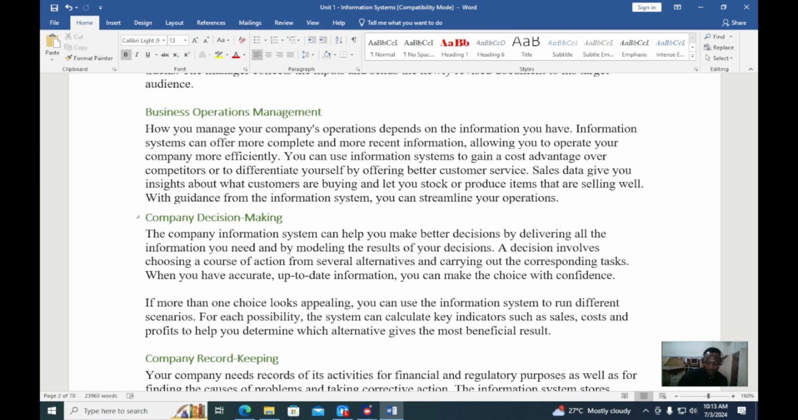Yeah, so if you have more than one choice that is really compelling you, then you can use the information systems to run different scenarios. You are looking at each possibility. What can this possibility result in? You look at the key indicators, for example, what will be the sales, what are going to be the costs, what are going to be the profits, and that will help you to settle on the right decision.